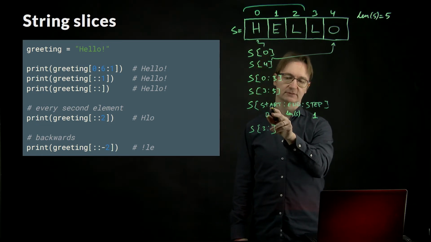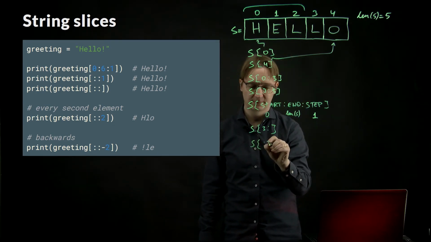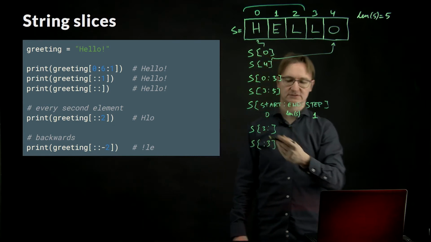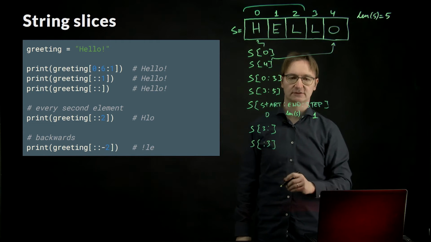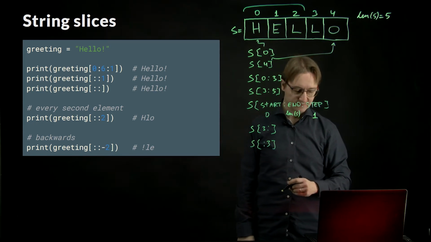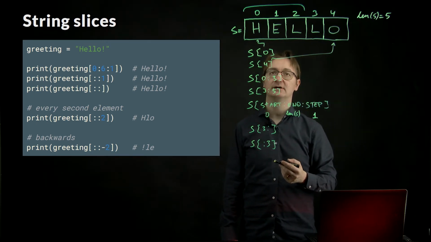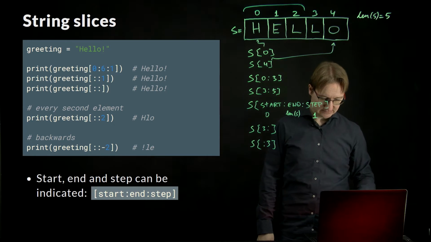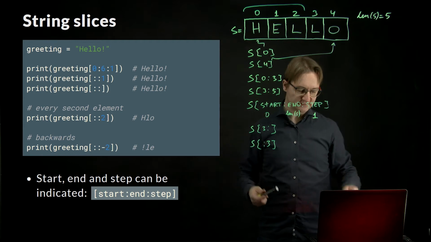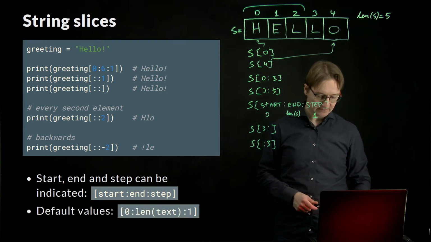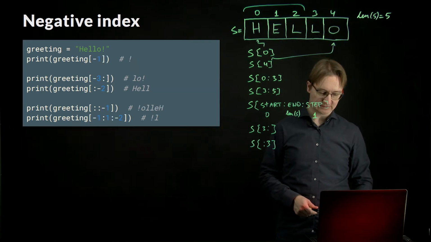Also, if I would like to get the first 3 elements, I can write it so. Here the 0 is not written, but it's meant to be 0. So this takes the first 3 elements of the string. We can also use negative indices. This is the general form of the slicing, so we can use start, end and step, and the default values are also written on the slide.